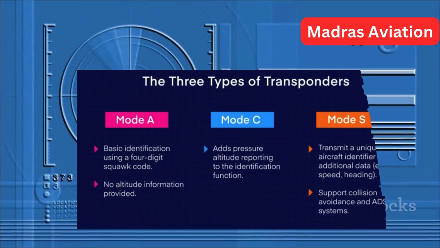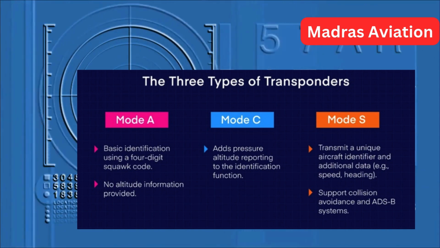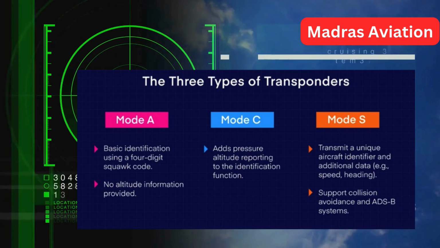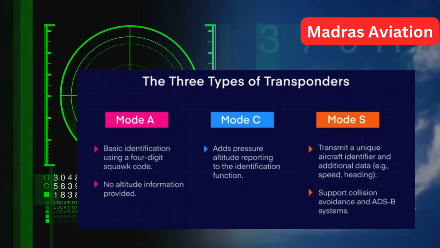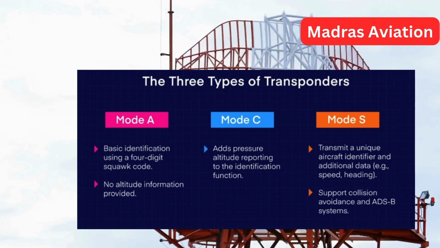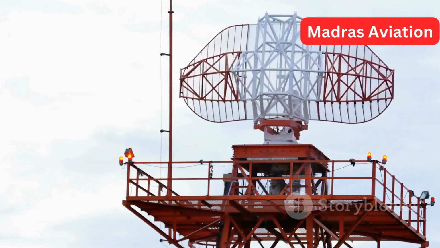Mode A transponders only exchange a 4-digit code, only informing that there is an aircraft nearby. Mode C transponders exchange altitude information in addition to the identity. Mode S transponders exchange a unique 24-bit address, altitude, speed, heading, and many other advanced information about precise location.